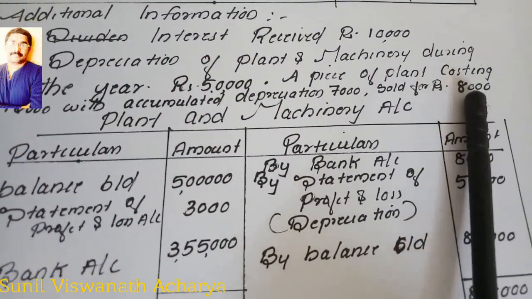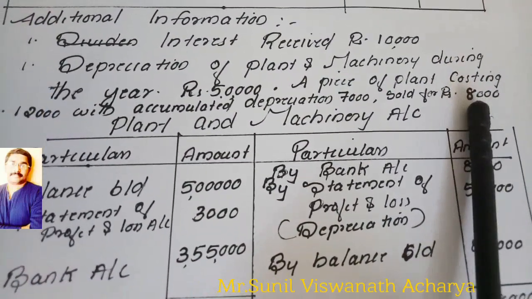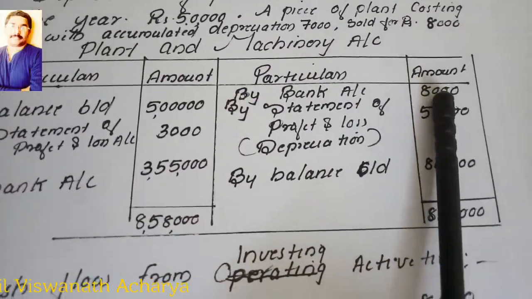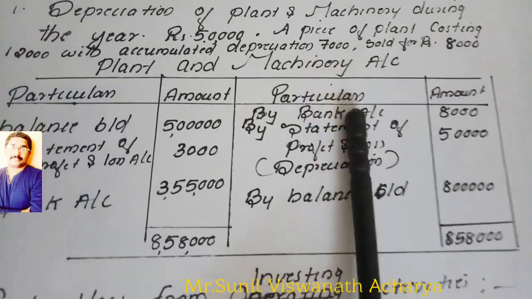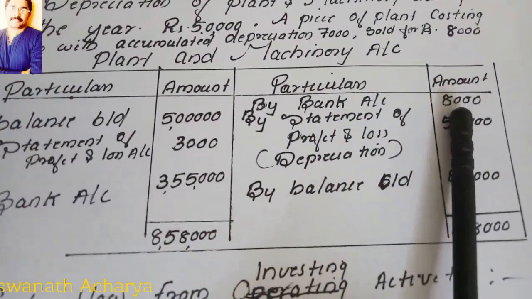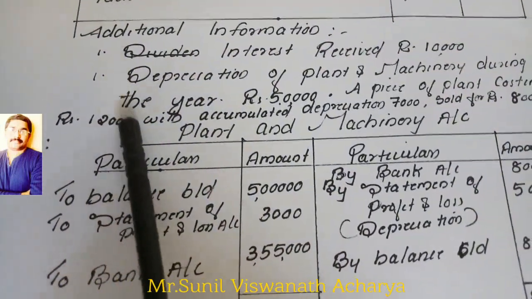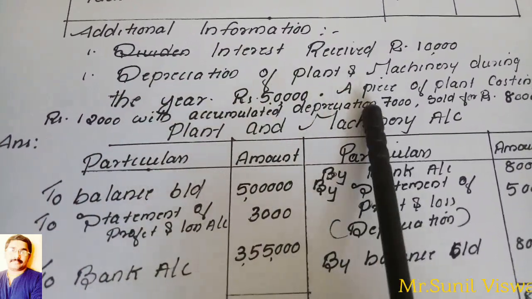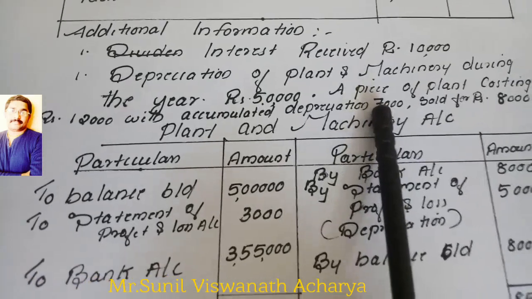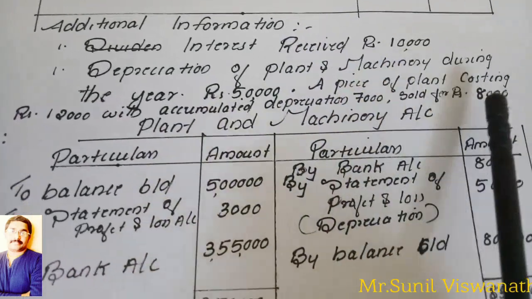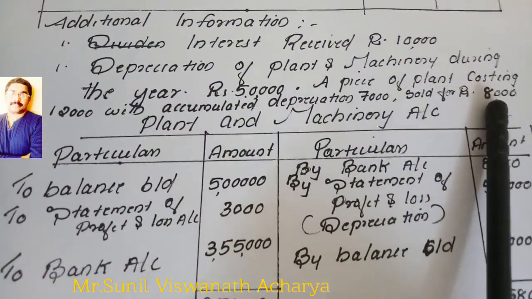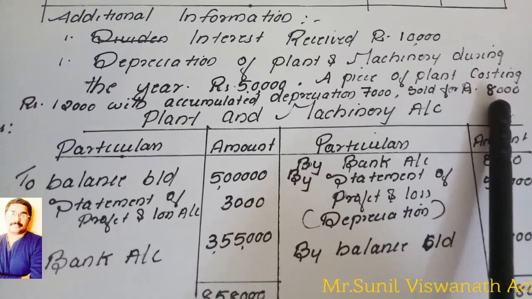So the selling price, we know, is 8,000. We sold a plant for 8,000 rupees, so the selling price will come on the credit side as by bank 8,000 rupees, because we sold it. So bank account debit, plant and machinery credit. In the plant and machinery account we write by bank 8,000. You know the 12,000 rupee plant with accumulated depreciation 7,000: 12,000 minus 7,000 gives 5,000. This 5,000 rupee plant we sold for 8,000, which means profit. How much profit? 3,000.